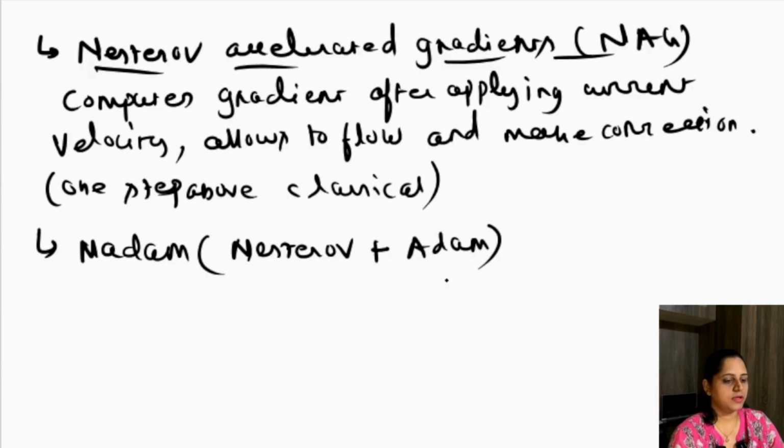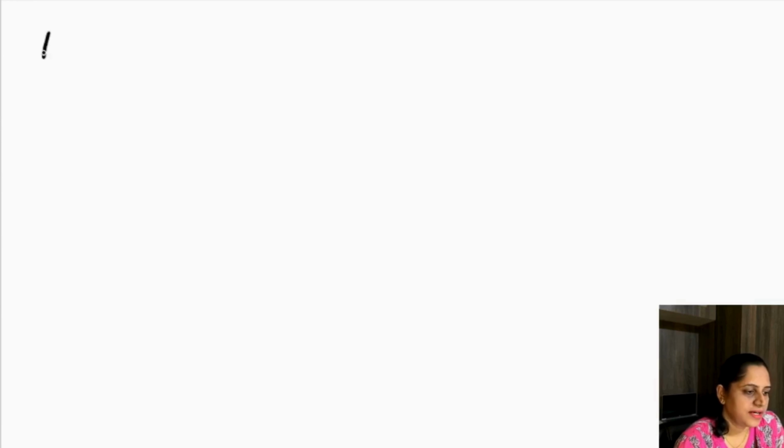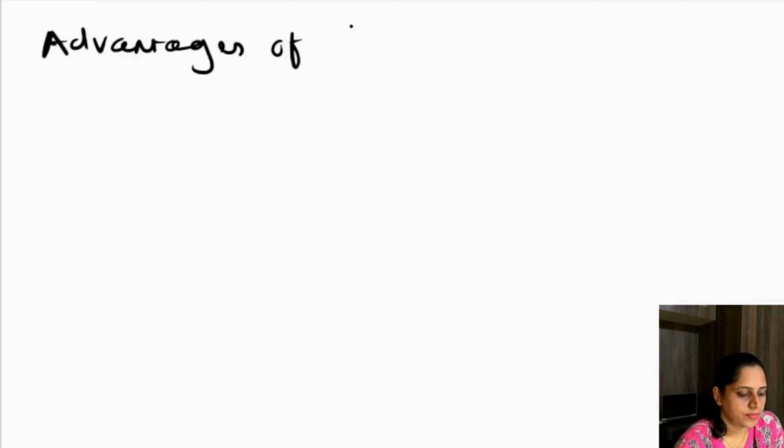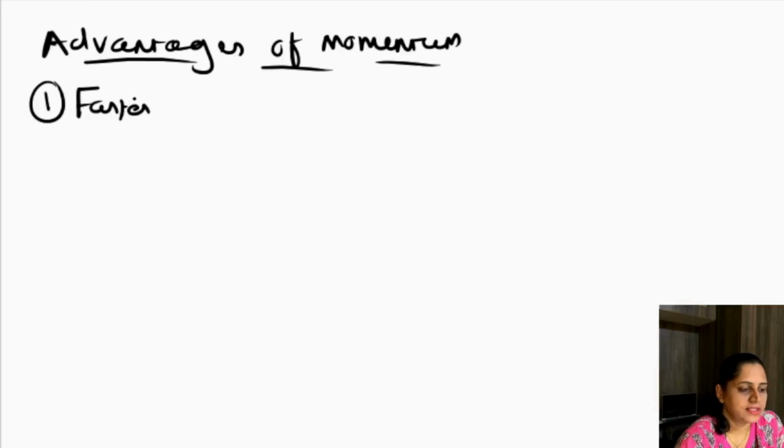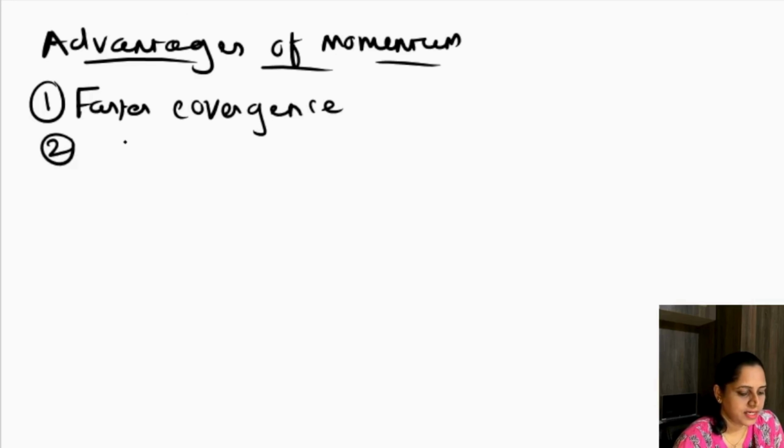Right? So now we will understand what are the different advantages of momentum. So we all know, right? It helps in converging of my gradients. As it takes very limited or very little time, we can say that it has a faster convergence process, right? The second thing is that it is reducing oscillations.